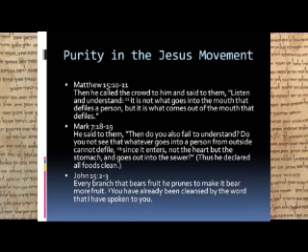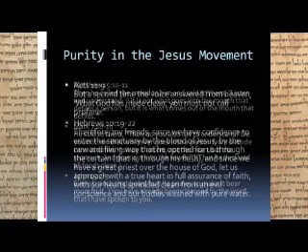Or in John chapter 15, the vine and branches speech of Jesus. "Every branch that bears fruit he prunes to make it bear more fruit. You have already been cleansed by the word that I have spoken to you." Not by your ritual washing, not by your following of the Torah, but by the word I have spoken to you. Purity in the Jesus movement.